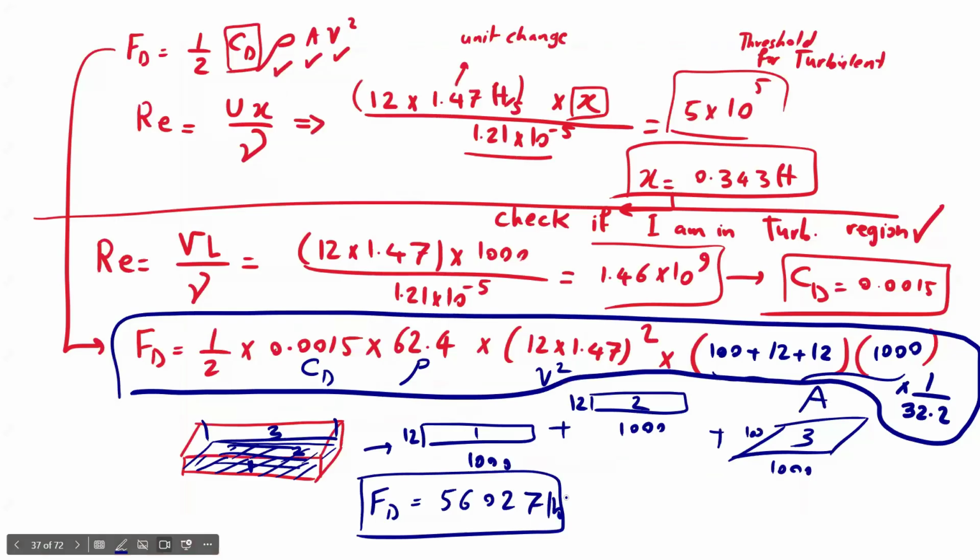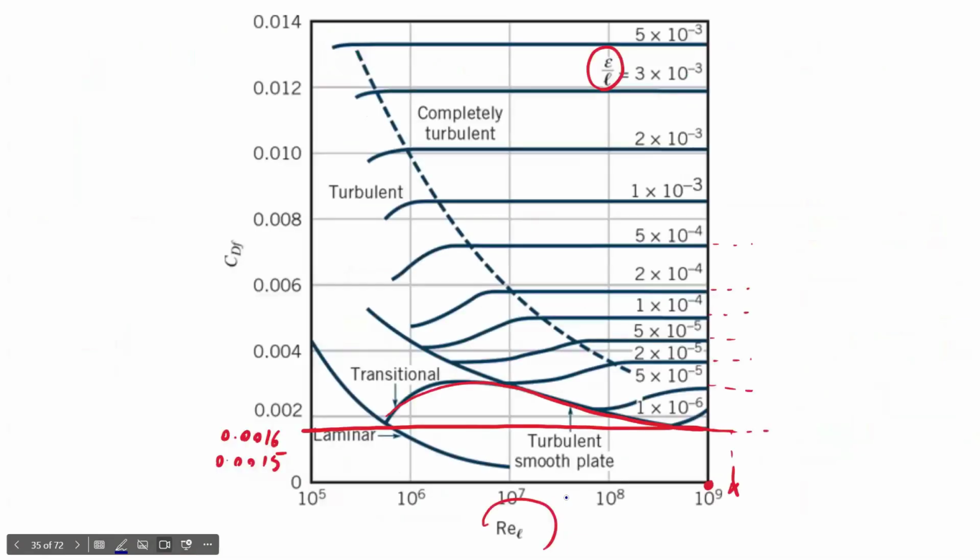So two things I would like to mention and insist on. First of all, CD. The solution gives you a formula for CD. No need to use that. You have a graph to read that. And consider that you have a smooth plate, which leads you to this line, the red line.